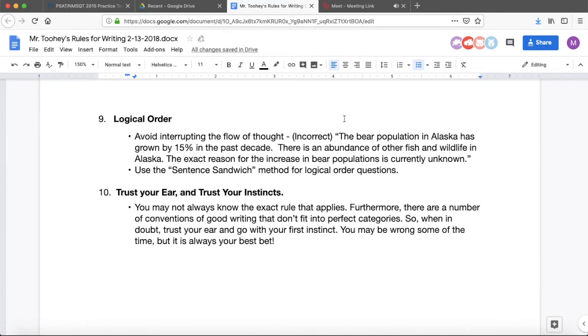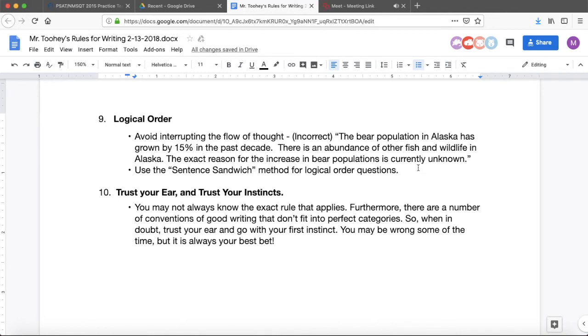Ugh, that's awful. Right? We're talking about bears in the first sentence here. The bear population in Alaska has grown 15% in the last decade. Then we kind of switch gears and we talk about other fish and wildlife, and then we go back to the discussion about bears. We interrupted the flow of thought. It's no good. This sentence here just needs to be somewhere else. Not there. Not interrupting the discussion about bear populations. Okay?